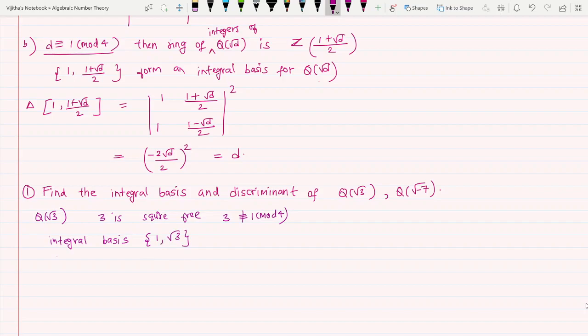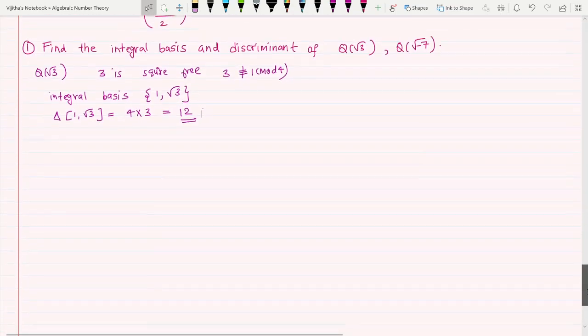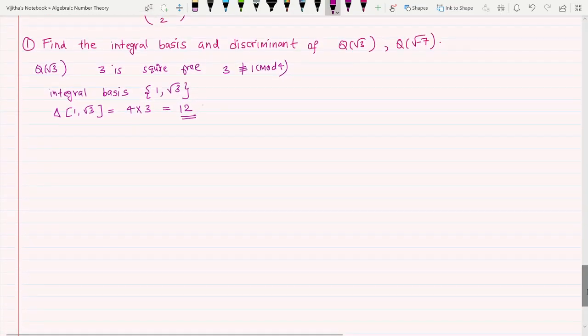And what is the discriminant? The discriminant of 1, root 3, by the theorem, is 4d. Here d is 3, so 4 into 3, which is 12. So we got the integral basis and the discriminant. The only thing is that you have to remember the formula, the statement, and you can do the problems very easily. Now next we will see Q of root of minus 7.